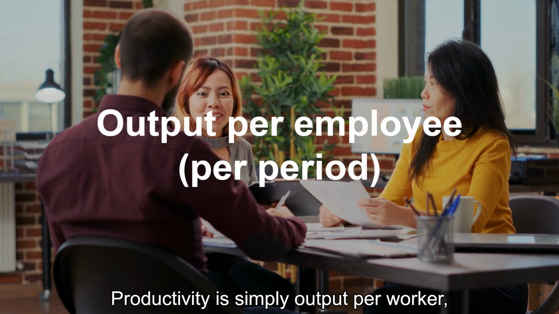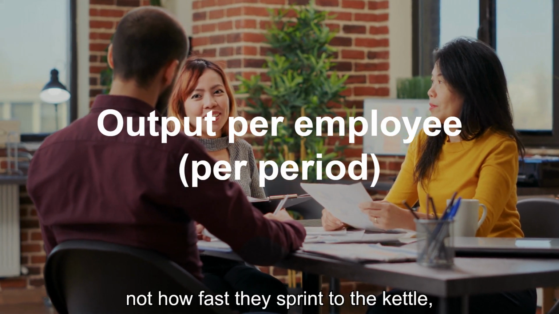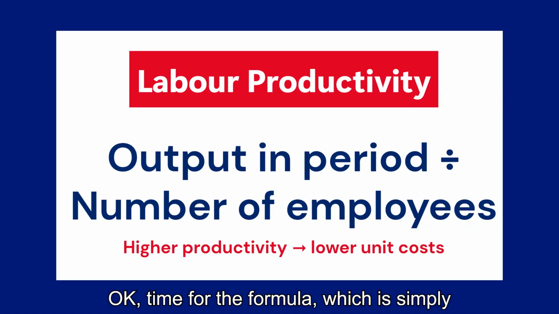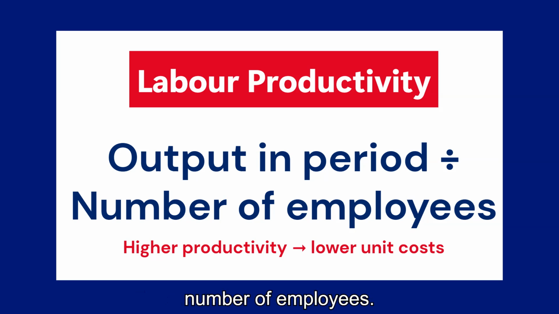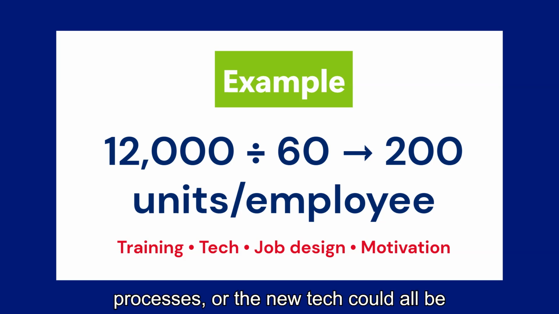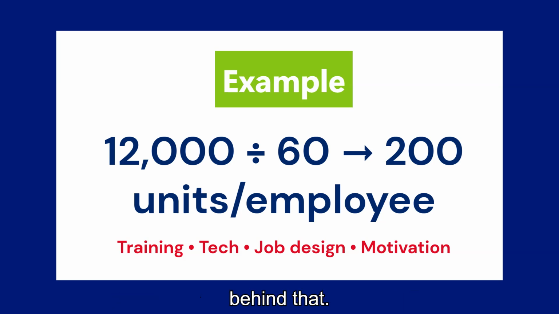Productivity is simply output per worker. Not how fast they sprint to the kettle, how much they actually produce. Okay, time for the formula, which is simply the output in the period divided by number of employees. 12,000 units with 60 staff. That's 200 units per employee. Nice. Better training, clearer processes, or the new tech could all be behind that.